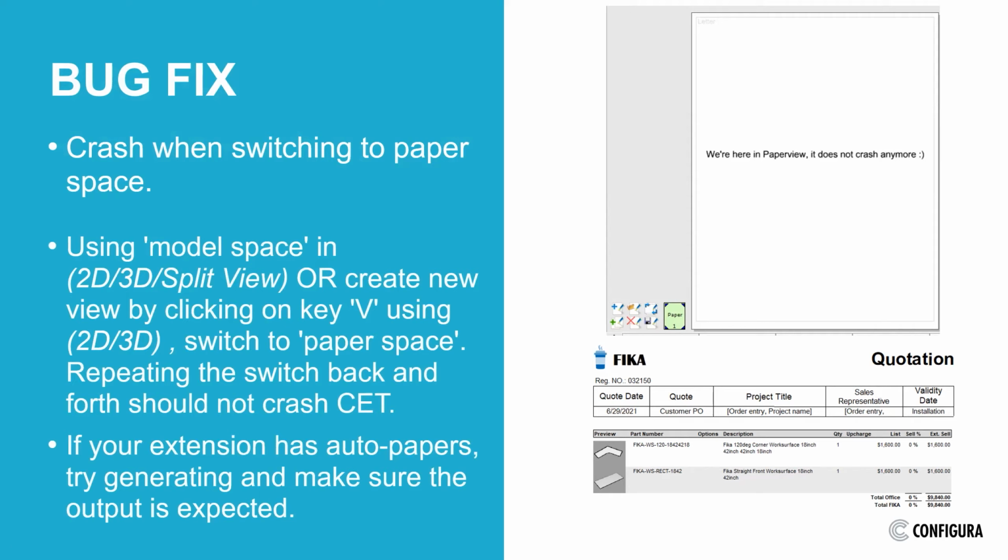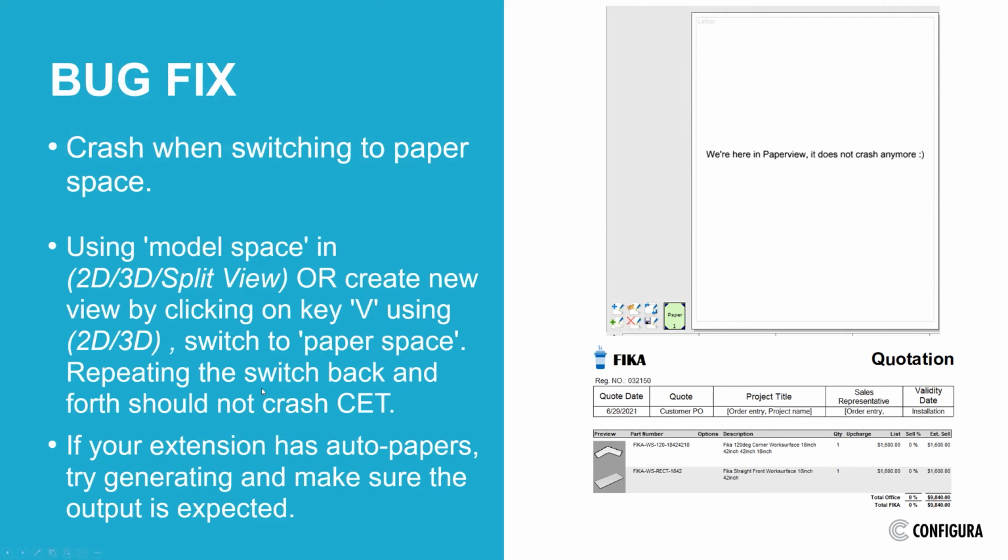Model space, you can use it in either 2D, 3D space, or split view, which means you have the 2D on top and the 3D at the bottom. Or you can also create a new view by clicking on the key V, which creates a new view for you. But that new view will only have 2D or 3D, and it will not grant you any split view. So by using either this or this, you switch to paperspace and make sure that you repeat the switch back and forth. It shouldn't crash CET.